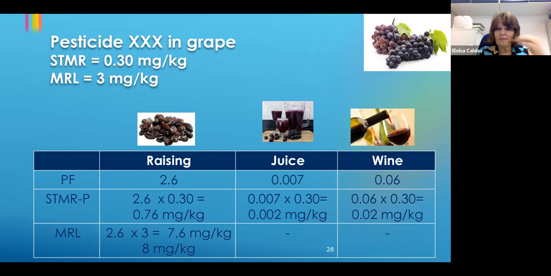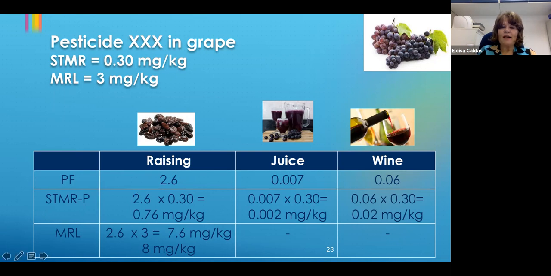Wine is the same. It doesn't come from the same lots, so you blend it. That's why in the acute dietary intake you won't use the HR. For a processed commodity, you're always going to use the STMR. In some specific cases you use the HR, but in most cases you use the STMR.